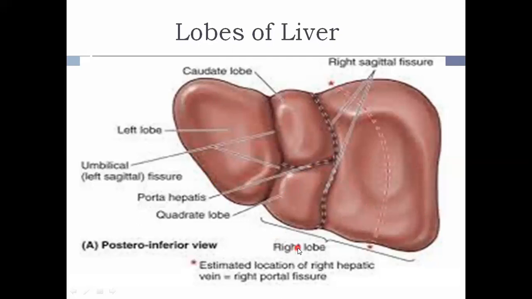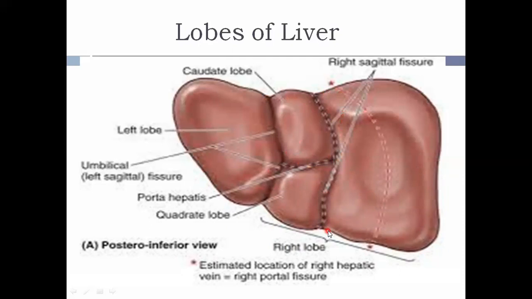These are divided by the fossa or fissures that are present over the visceral surface. So how are they separated? We have the fissure for the ligamentum teres over here and the fissure for the ligamentum venosum over here. What we have over here is the fissure for the IVC, or groove for the IVC.